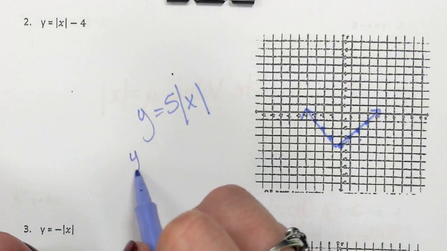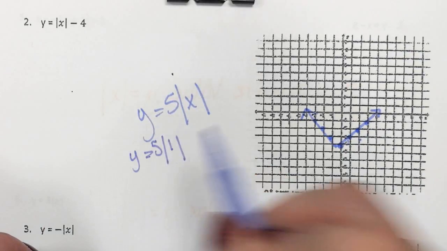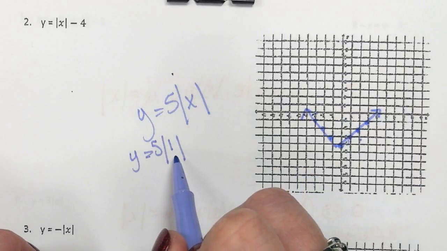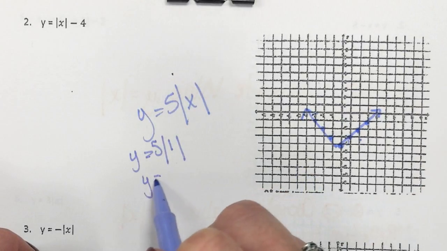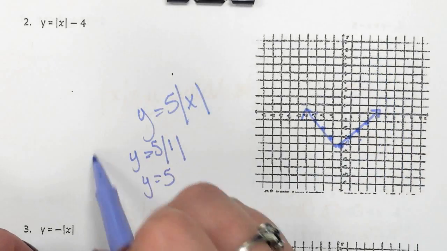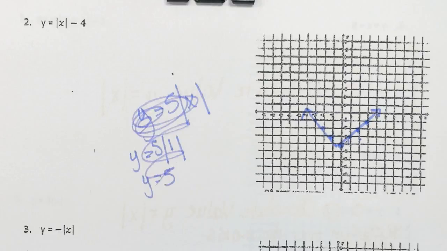So look, if you plugged in 1 as your x value, then absolute value of 1 is 1. Times 5 would give you y equals 5. So your y is what you would go up, 5. Okay? All right, what about number 3?